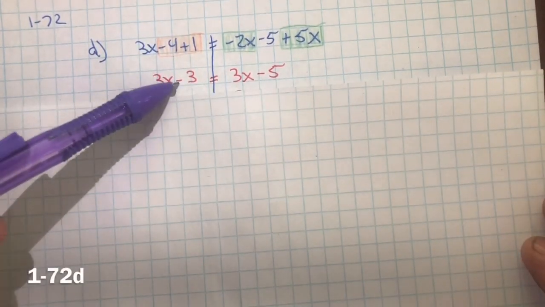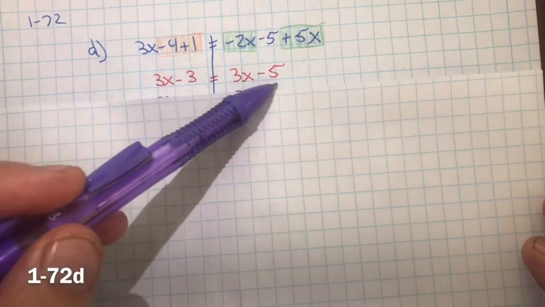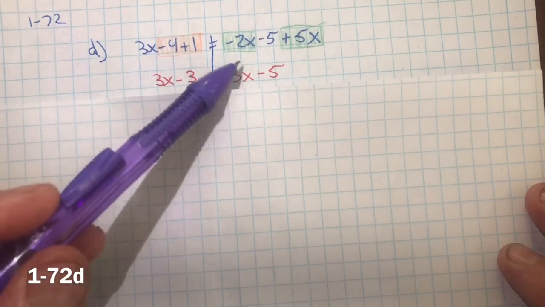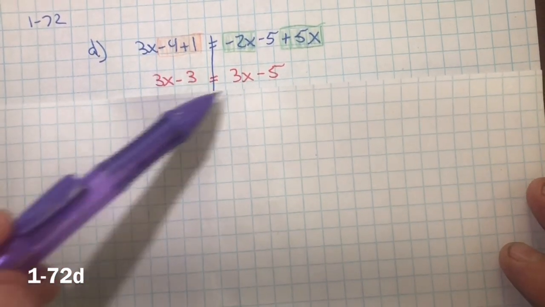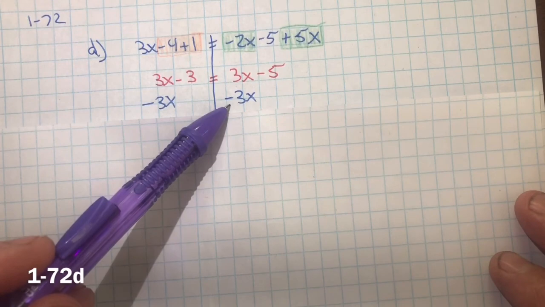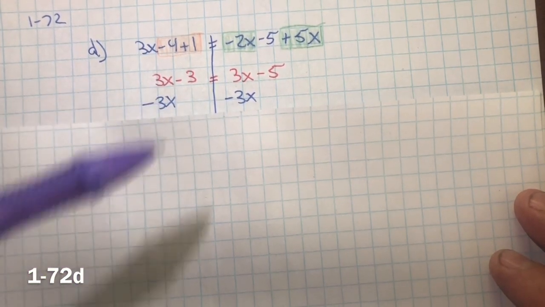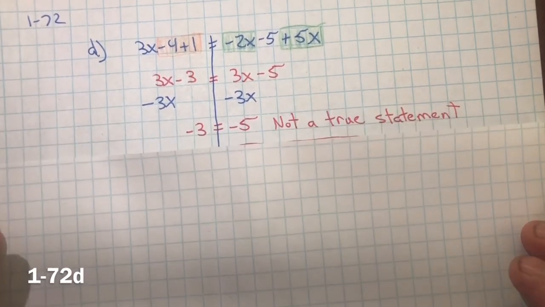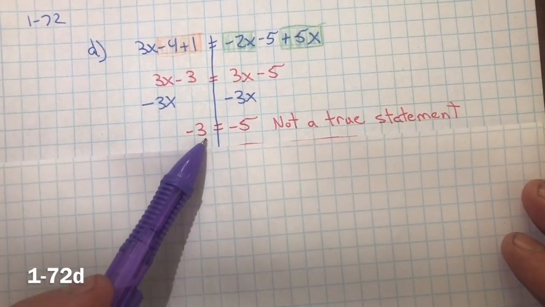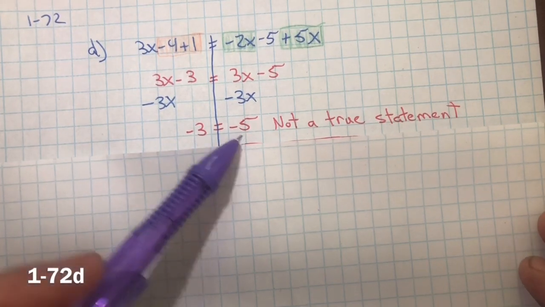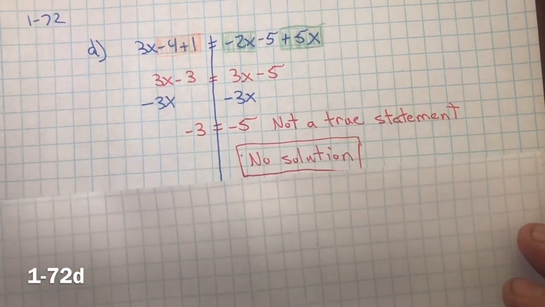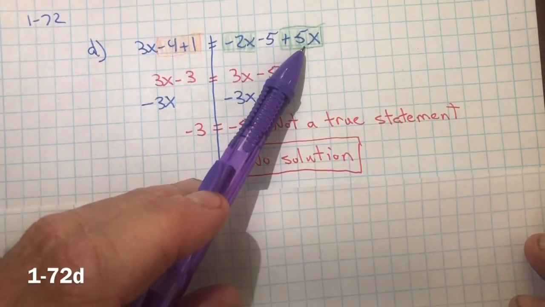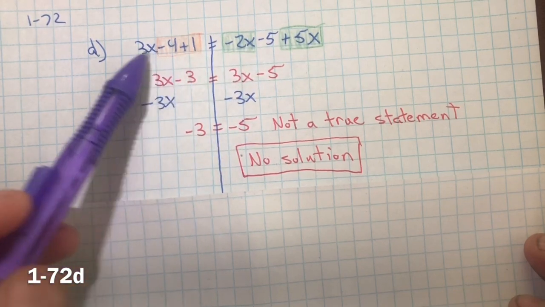Now we have 3x minus 3 equals 3x minus 5. We're going to get the x values to one side of the equation. So I'm going to subtract 3x from both sides. And you could see that this created a zero pair and this created a zero pair. And we end up with negative 3 equals negative 5. Well, that's not a true statement. So there's no solution. There's no value I can put in for x that will make this equation true.